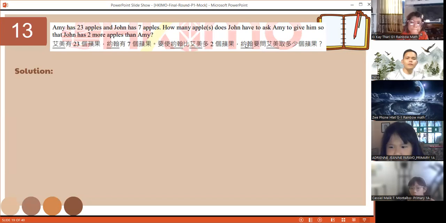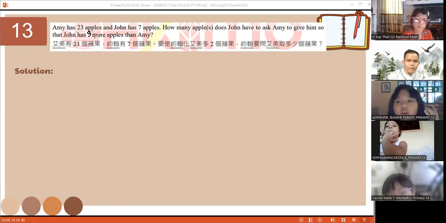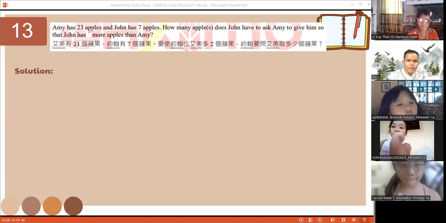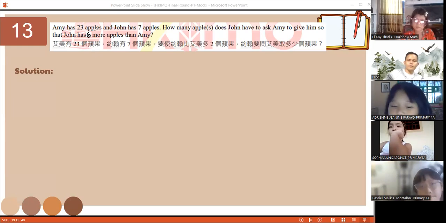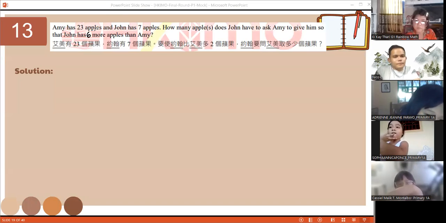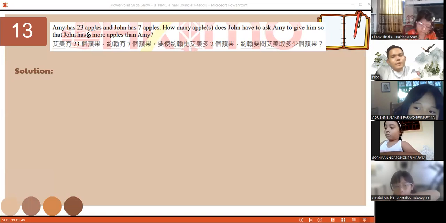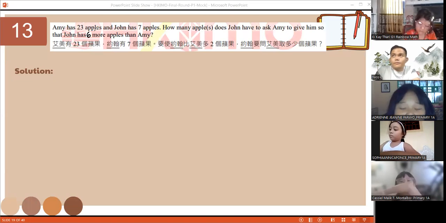Okay, how about this one? If I change this to 3 more apples, what's your answer? If I change this to 6 more apples, yes, much better. 6. So that John will have 6 more apples than Amy.